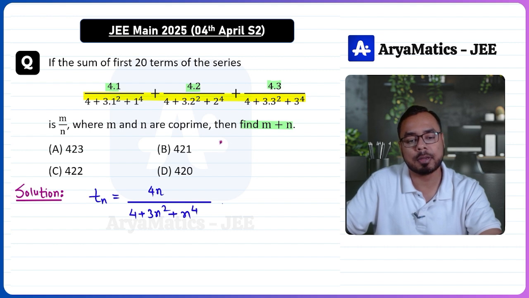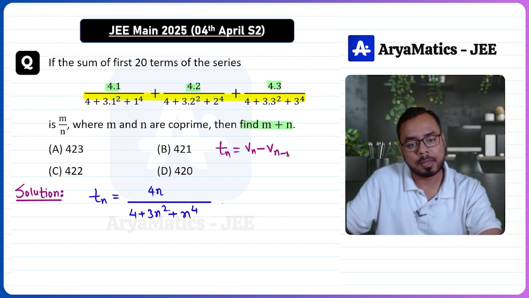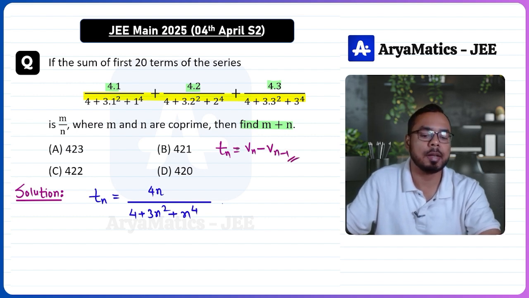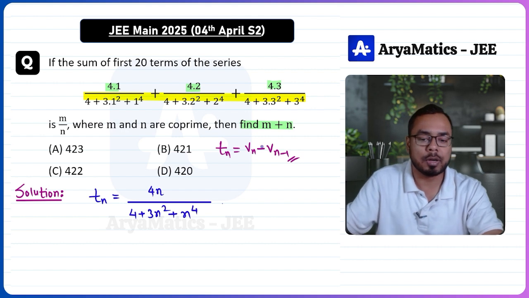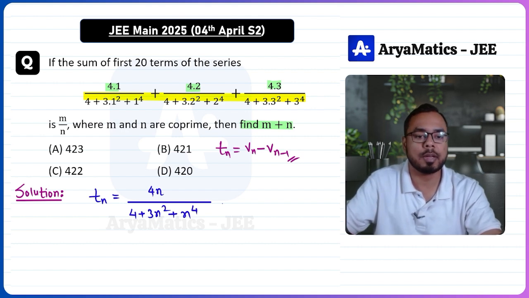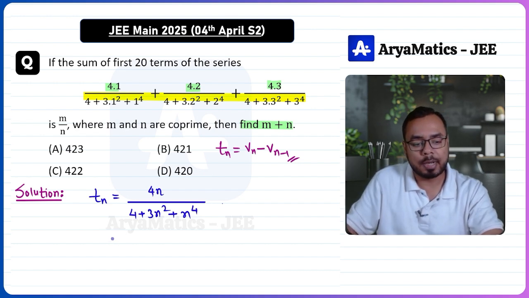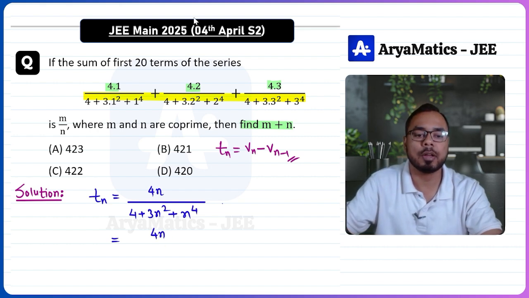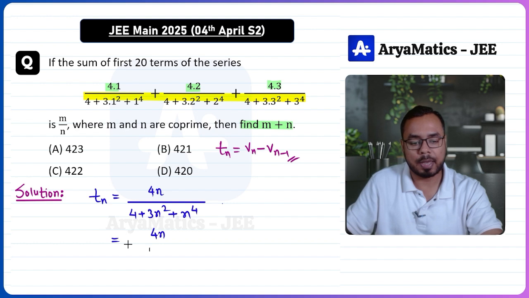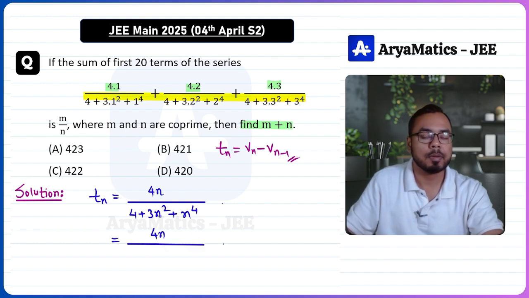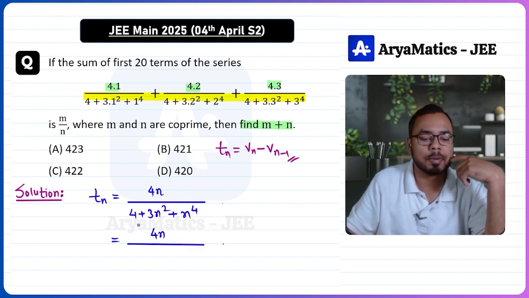Now in these types of problems, the standard technique is to write Tn as Vn minus 1, and then when you add, the alternate terms will cancel. Now in order to write in that form, first we need to create factors in the denominator, right? So here we can write this as 4n, that will be the numerator part, and in the denominator we have n raised to 4 plus 3n square plus 4.